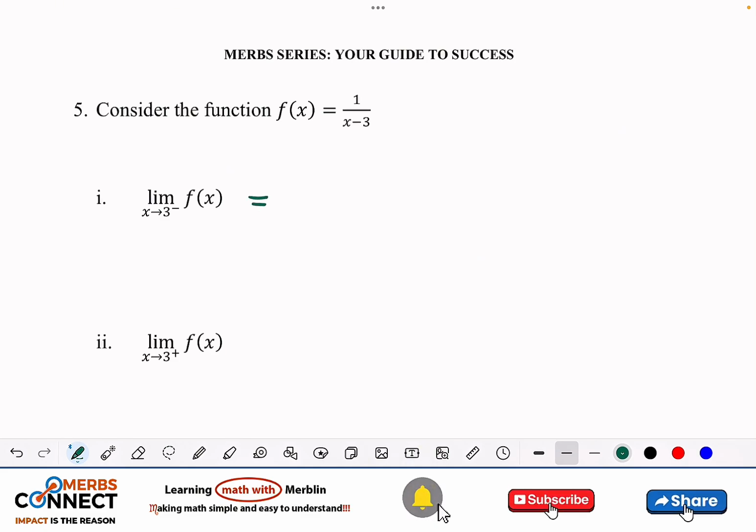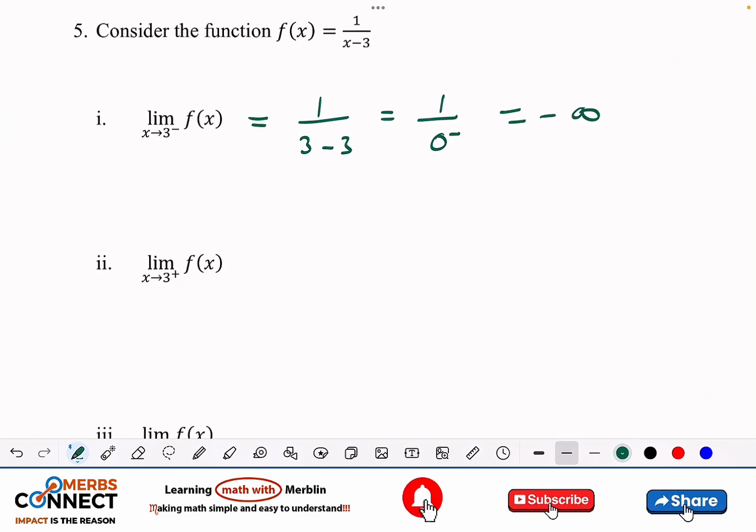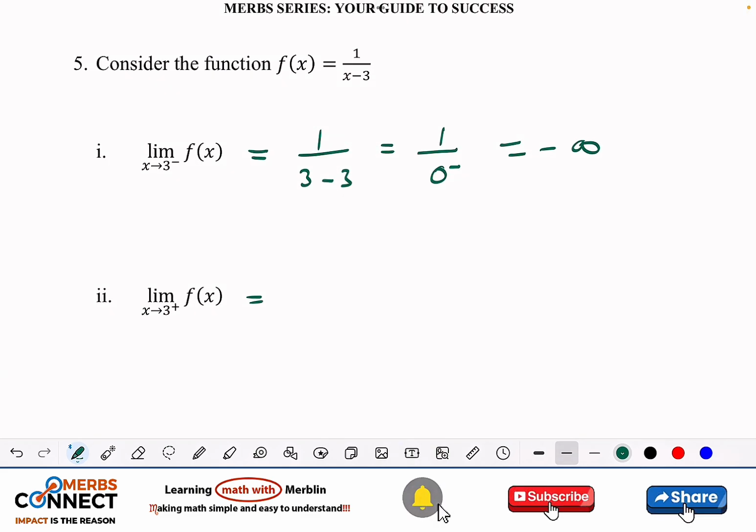So this is from the negative side. So this is going to be 1 divided by 3 from the negative side, minus 3. And this is going to be 1 divided by 0, but the 0 is from the negative side, as I said. So this is going to give us minus infinity. Let's go through the positive side. The positive side will be 1 divided by 3 minus 3, which is the same as 1 divided by 0, but this one is from the positive side, and this is going to give us positive infinity.